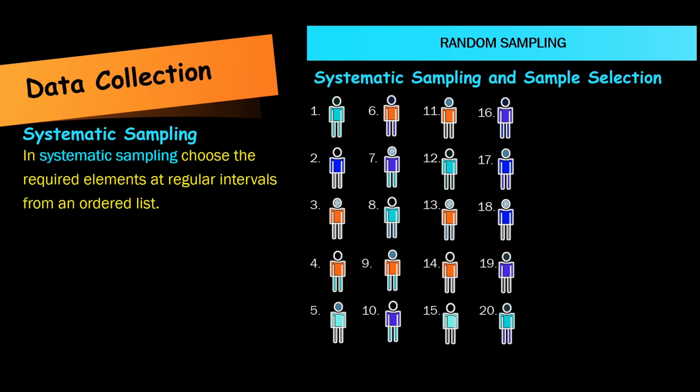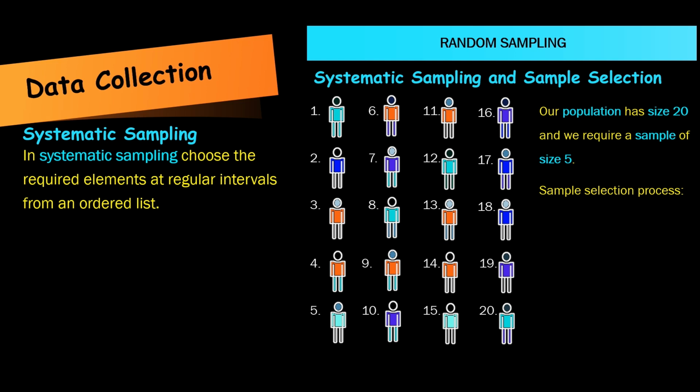And now for systematic sampling. In systematic sampling, choose the required elements at regular intervals from an ordered list. So, let's take our list of people. Our population has size 20, and we require a sample of size 5. How do we select this using systematic sampling?